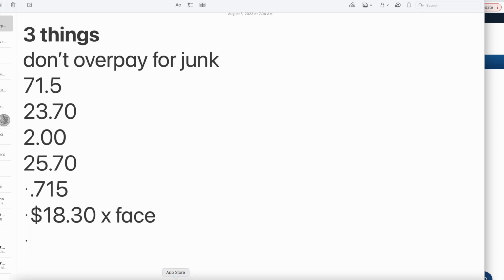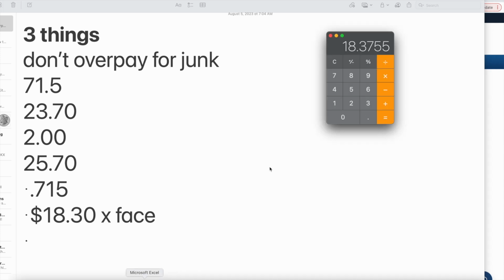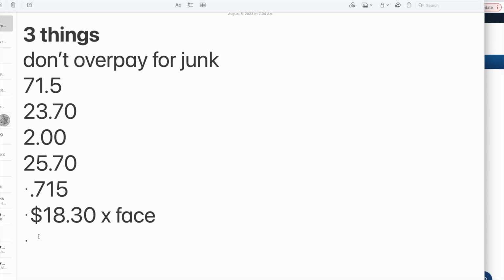What is the current melt value of junk? Well, let's do that as well. We'll just do it on the calculator. 23.70 times 0.715 equals 16.95. 16.95 is what the melt is on a dollar of junk, 90%.